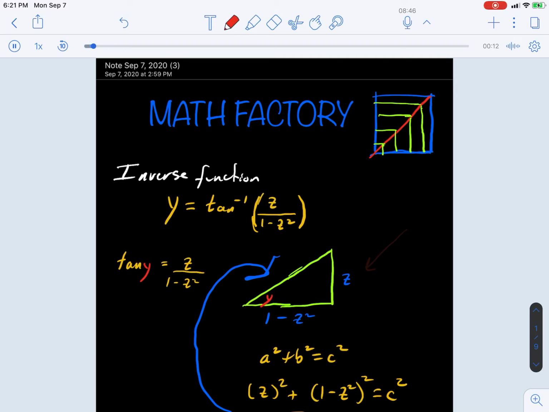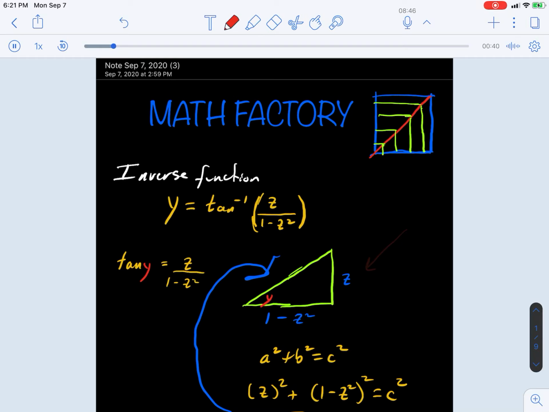All right. Welcome to Math Factory, where we take things apart, we analyze them. Today we're going to be talking about differentiating inverse functions. We have this really cool function, y equals inverse tangent of z divided by 1 minus z squared. And we're going to use a technique involving trigonometric substitutions that are going to help us solve this problem.